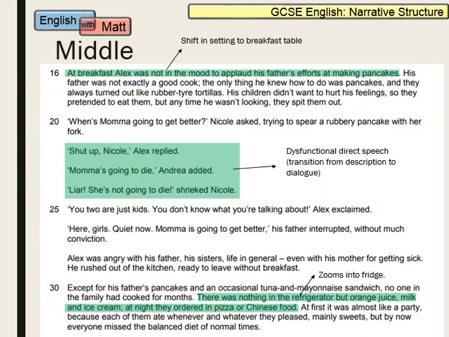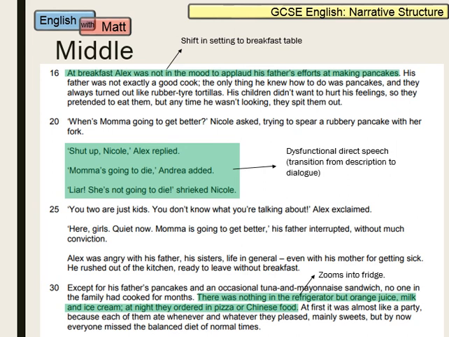Then we progress into the middle, and as the text develops, we have a shift in focus, and we move from his room, where he was sleeping, to the kitchen, where they are having breakfast. And his father, bless him, is trying to do his best by making these pancakes, but unfortunately they're awful. They don't taste very good, clearly not as good as his mother's pancakes. And then we shift from description to dialogue, because we go into the conversation that Nicole and Andrea are having.